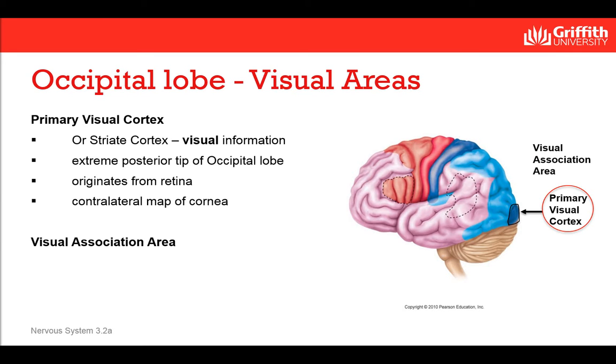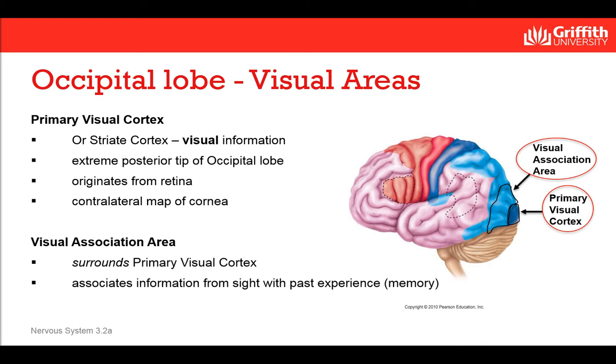The visual association area surrounds the primary visual cortex and covers the majority of the occipital lobe. This region uses past visual experiences to interpret stimuli, to allow us to recognize familiar objects, such as a person's face or a type of flower.